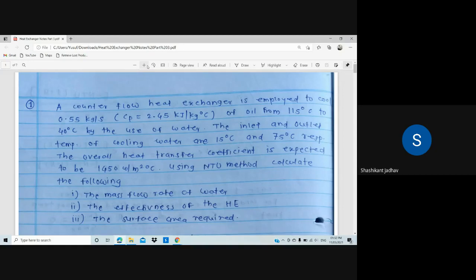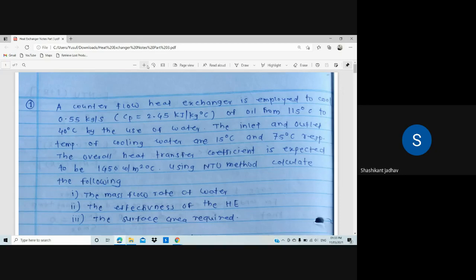A counter flow heat exchanger means we have to understand that in this case the direction of hot fluid and cold fluid is opposite. Okay, so they have given that the counter flow heat exchanger is employed to cool 0.55 kg per second of oil from 115 to 40 degrees Celsius. Means oil is nothing but the hot fluid, and the hot fluid temperature reduces from 115 to 40 degrees Celsius. So oil is nothing but hot fluid.